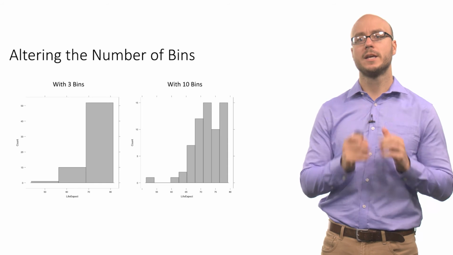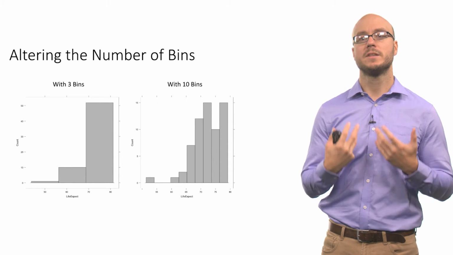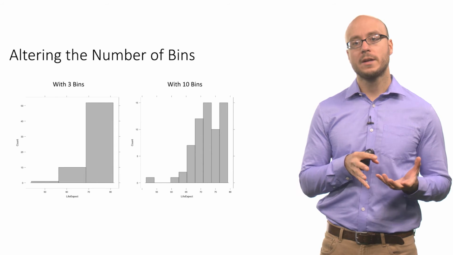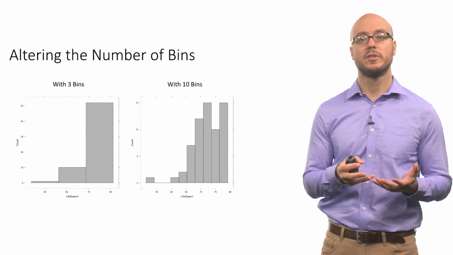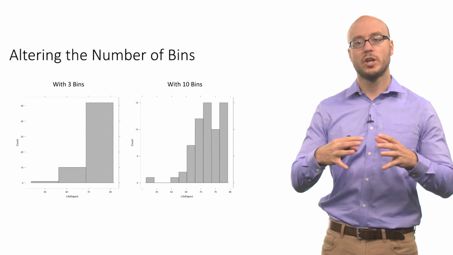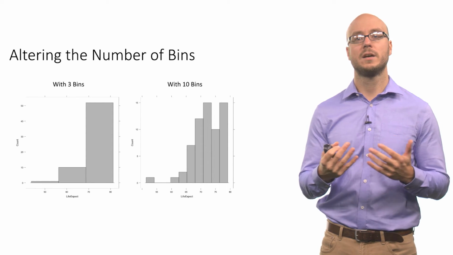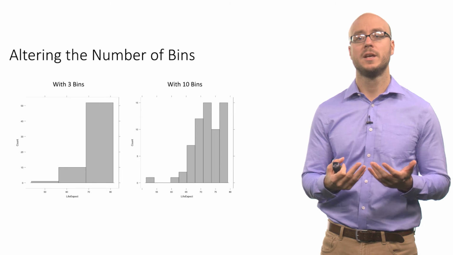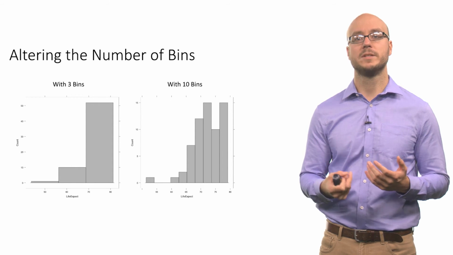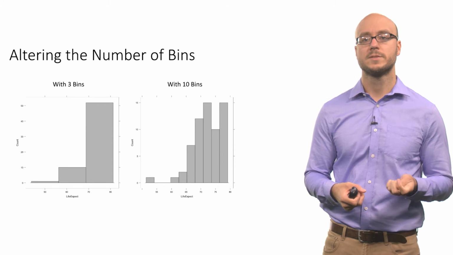But one thing about a histogram is that how you represent the data depends on the number of intervals or the number of bins. In one case, we have a histogram of our data with 3 bins, and in another case, a histogram with 10 bins. You can alter the number of bins, and that will give you an idea of how the data are distributed based on a level of granularity, either very high with a high number of bins or a low level of granularity with a small number of bins.